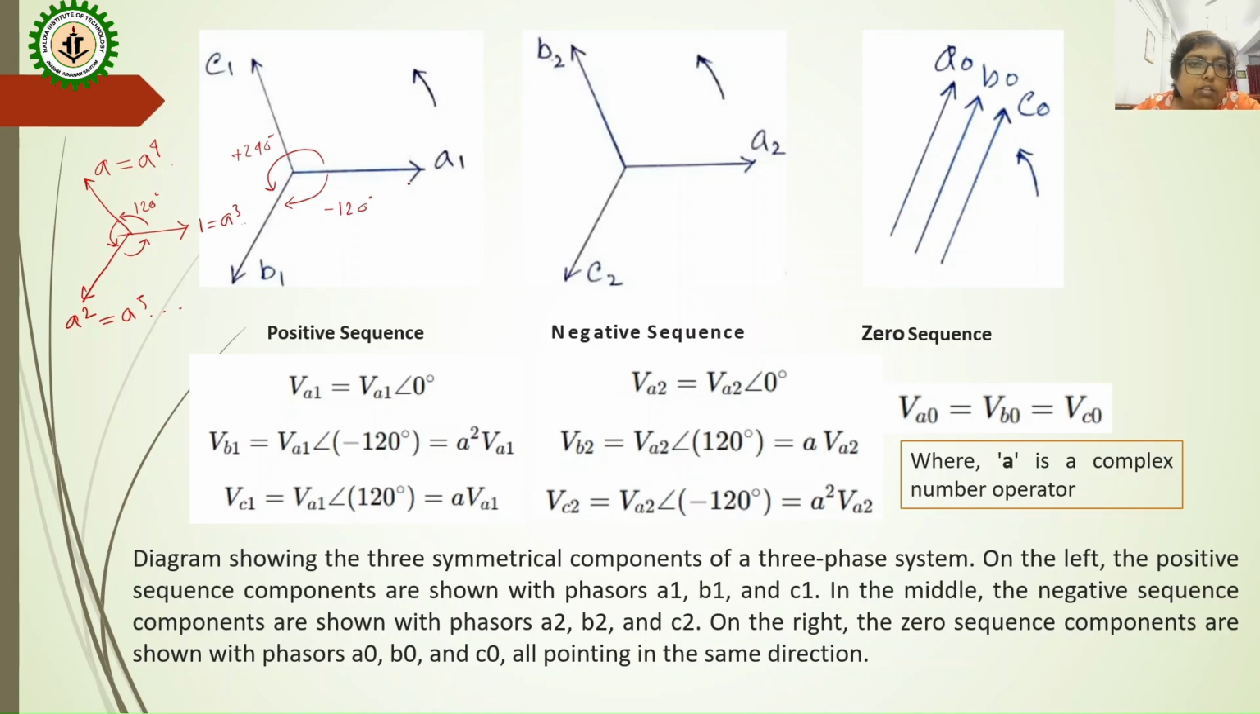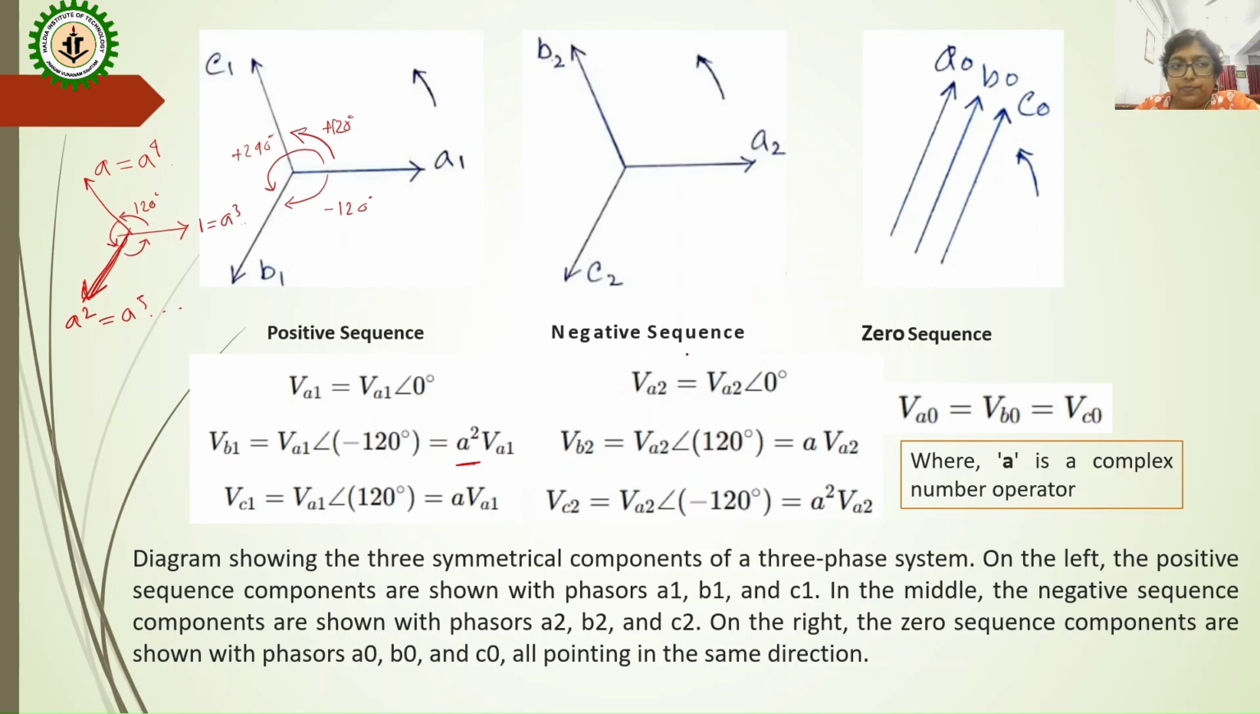So obviously, now if with respect to A, B position is minus 120 degree, means along this. So that will be multiplied with A square, right? So that's why it is A square. Achha. Now for VC1 position is only 120 degree positive shifting. So that's why that should be multiplied with A. So that's why A VA1.